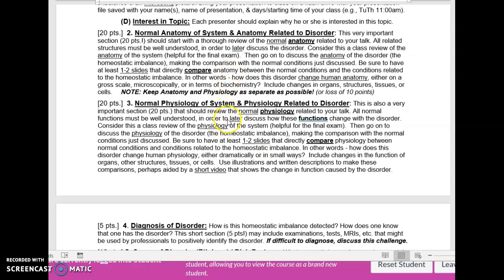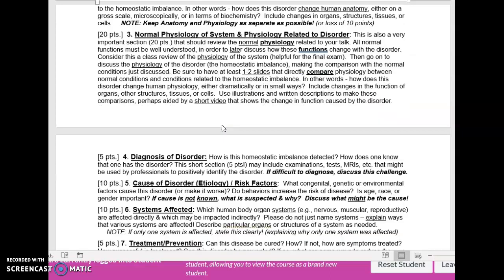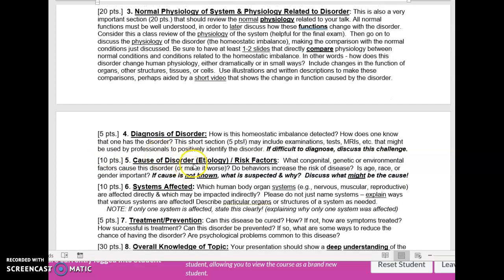These 2 parts are the most challenging, but they are the key to your presentation. The other parts are pretty easy. Looking online or reading about the diagnosis of the disorder, that's kind of easy. It's only worth 5 points. The cause of the disorder can be easy, sometimes not, especially if we don't actually know what caused the disorder.